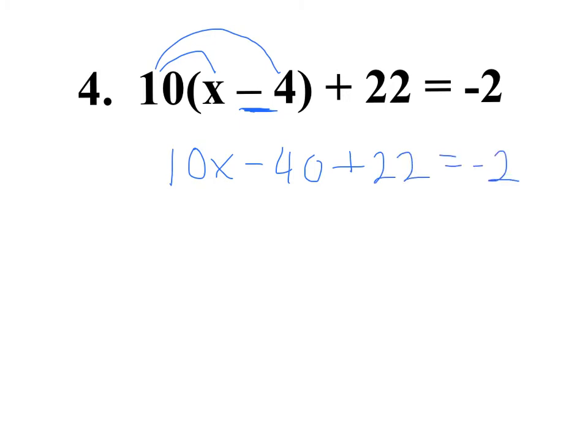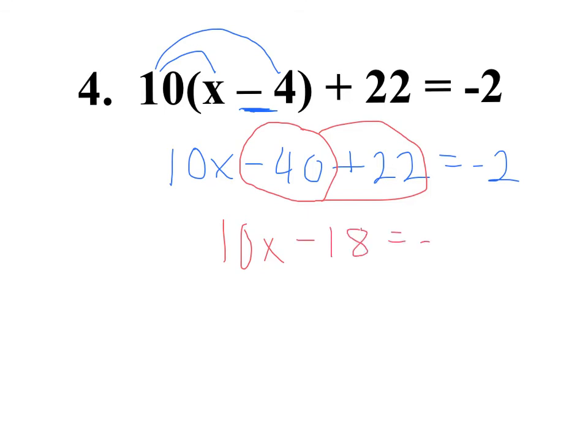Okay, so now let's combine everything that is similar. Combine like terms. That's step 2 in solving equations. And we can see that we have these two integers that we can add together. Okay, so we go ahead and combine them. Negative 40 plus 22. And that would give you 10x minus 18 equals negative 2. Okay, and that gives you your two-step equation.